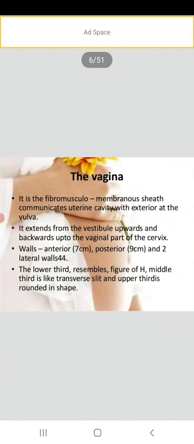Then the vagina: it is a fibromuscular membranous sheath that communicates the uterine cavity with the exterior at the vulva. It extends from the vestibule upwards and backwards up to the vaginal part of the cervix. The anterior wall is 7 cm, the posterior wall 9 cm, and the two lateral walls 4 cm. The lower third resembles the figure of H, the middle third is like a transverse slit, and the upper third is rounded in shape.